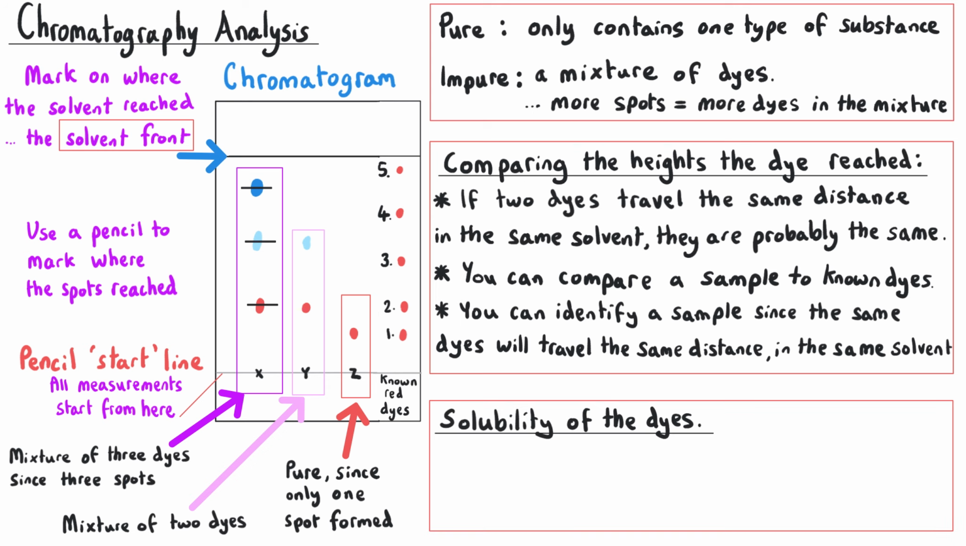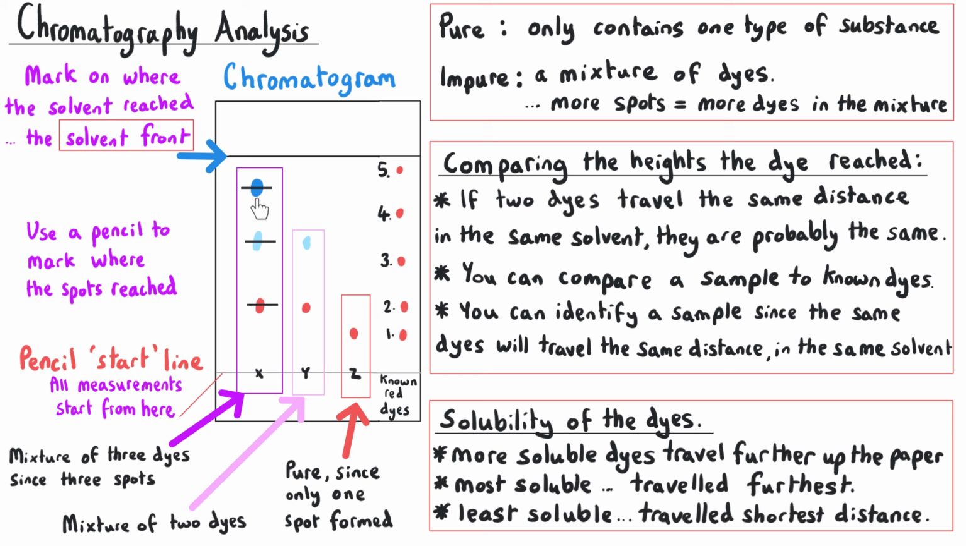The final way that we can use our chromatogram is by making statements about the solubility of the different substances. The further a dye has travelled, the more soluble it is in the solvent that we used. And so this dark coloured dye, this blue dye that's present in X, appears to be the most soluble of all of the substances tested because it travelled the furthest up the paper. And that's a characteristic of a more soluble dye. And then the red colour in Z travelled the least distance up the paper, and that means it is the least soluble of all the dyes that were tested.